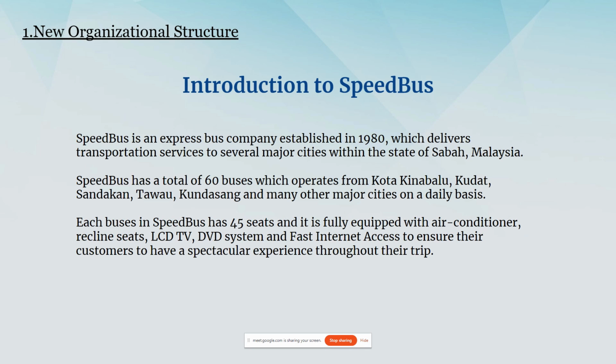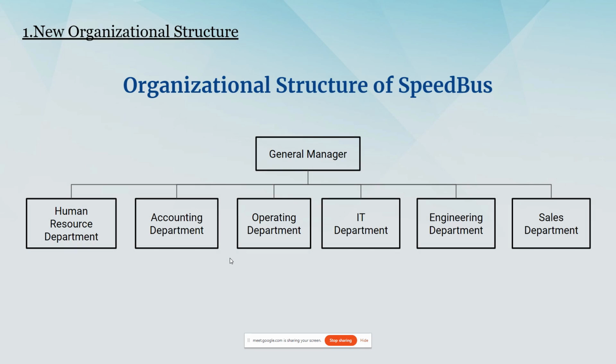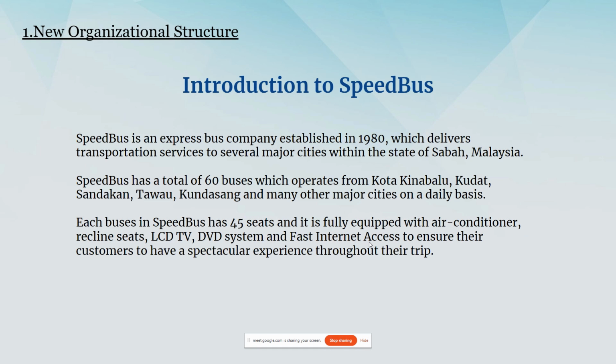This is just the introduction to SpeedBus, which is the name of our company, a fictitious company. SpeedBus is an express bus company established in 1980, which delivers transportation services to several major cities within the state of Sabah. SpeedBus has a total of 60 buses, which operate from Kota Kinabalu, Keningau, Sandakan, Tawau, Kundasang, and many other major cities on a daily basis. Each bus has 45 seats and is fully equipped with air conditioner, reclining seats, LCD TV, DVD system, and fast internet access to ensure customers have a spectacular experience throughout their trip.